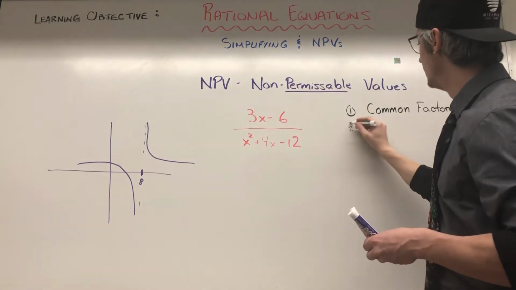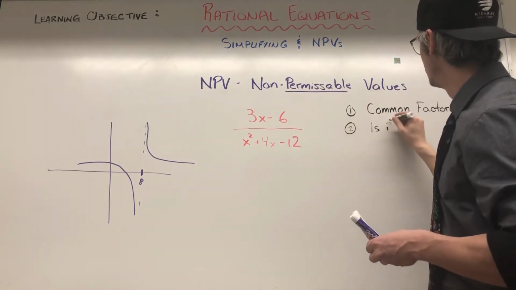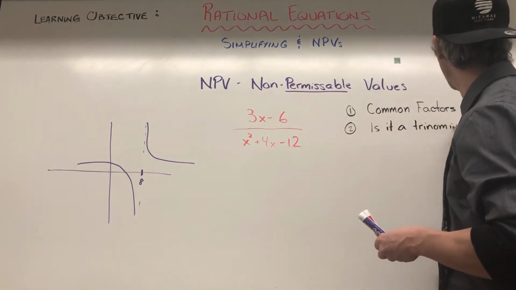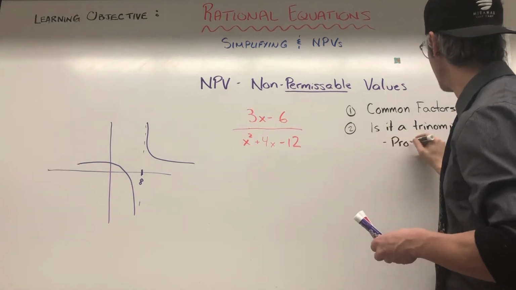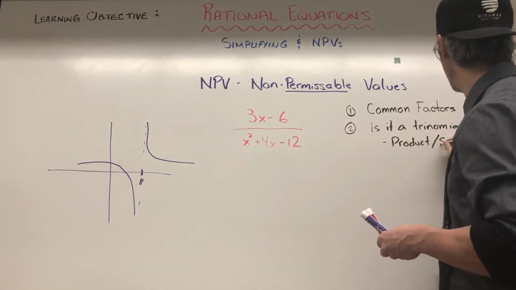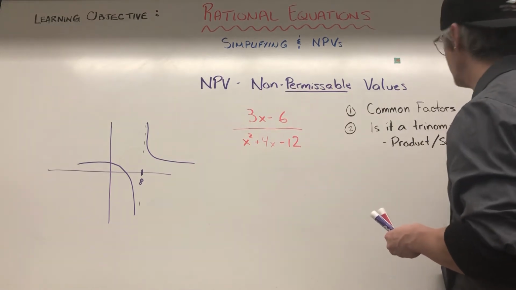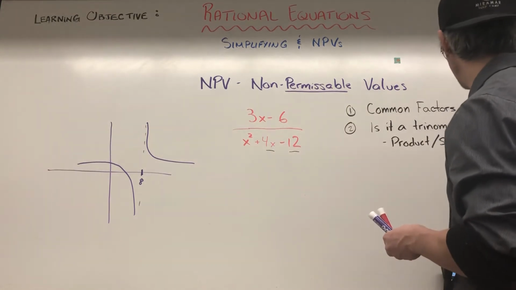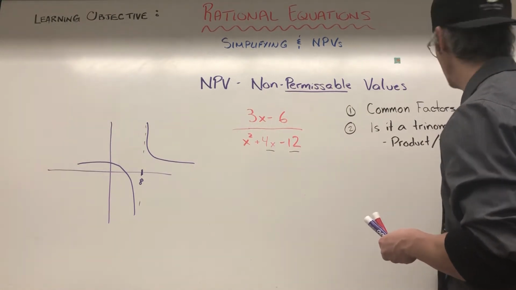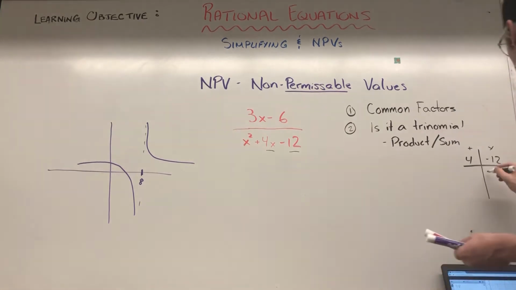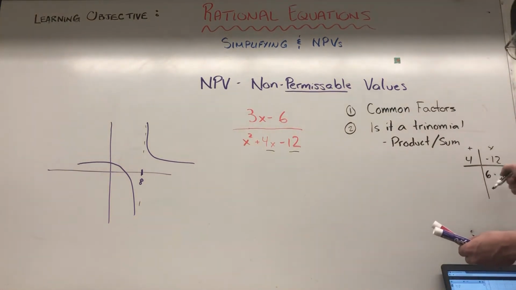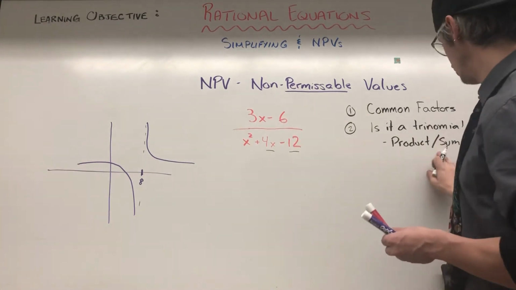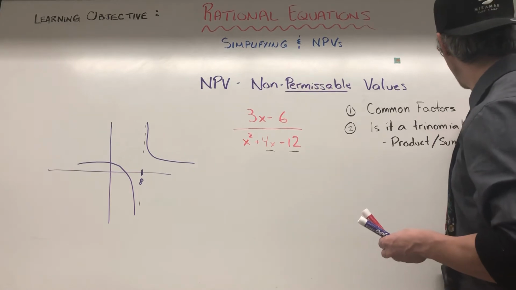The second question is, is it a trinomial that I can use product sum factoring? Product sum being 2 numbers that multiply to this number and add to this number, and then we do that whole process. So negative 12 and 4 in this case, right? So in this case it would be 6 times negative 2, which multiplies to negative 12 and adds to 4. So I could already factor this.